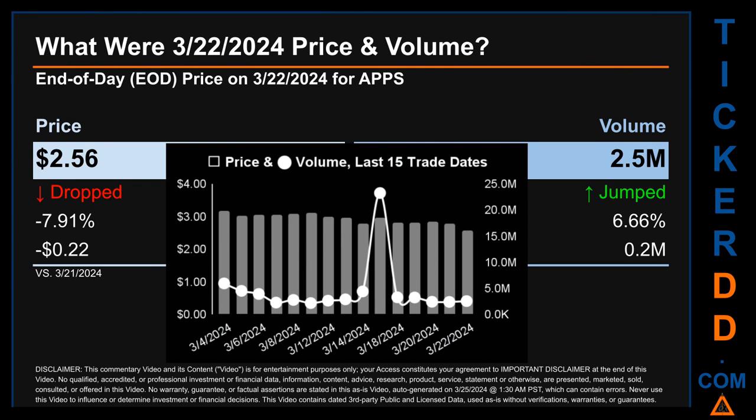Across a range of 63 cents, the max and minimum end-of-day price were respectively 3.19 and 2.56. Volume saw a range of 21.1 million, from a day low of 2.2 million to a day high of 23.3 million.